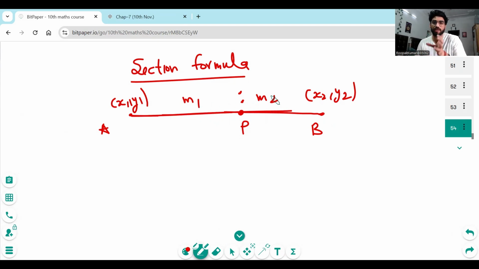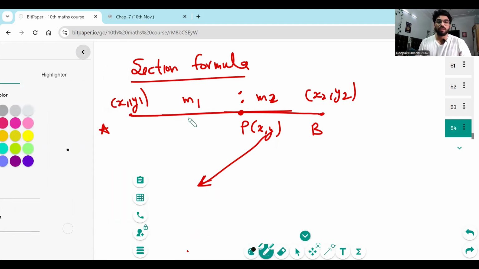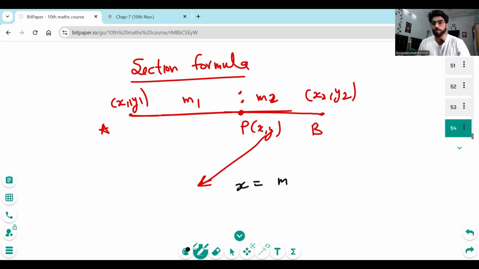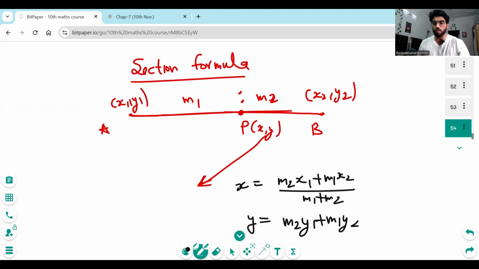So M1 parts and M2 parts. This is just notation followed by books. You can take any notation. So the coordinates of this point, this P, are found using these formulas. What is the formula? X equal to M2 x1 plus M1 x2 over M1 plus M2. That is the formula for X. And for Y, it is M2 y1 plus M1 y2 over M1 plus M2. And this will help you figure out this point, both X and Y.